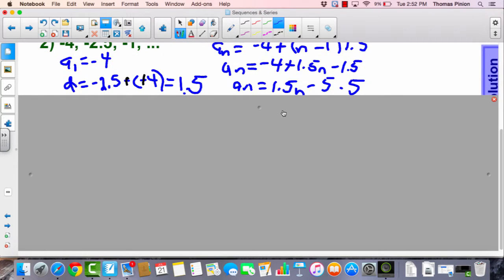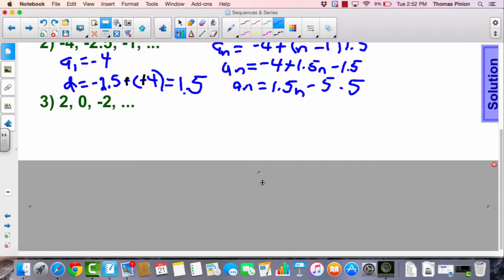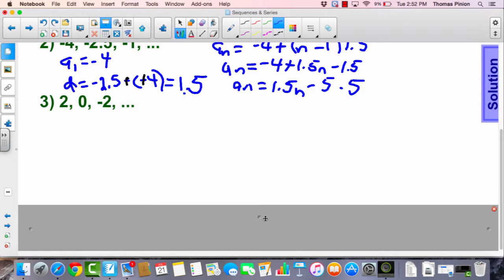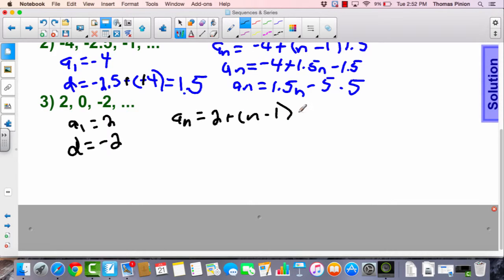Alright, now, finally, let's do one more example of this. We have now that A sub 1 is 2, and our common difference d is going to be negative 2, since I'm going down by 2 to get to the next term. So now I'm going to have A sub n equals my first term, 2, plus n minus 1, times my common difference of negative 2.